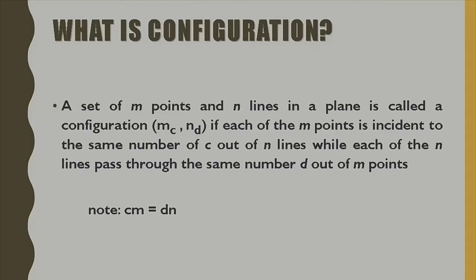So what is a configuration? A set of m points, where m is our vertex, and n lines, where n is our side, in a plane is called a configuration in the set containing (m sub c, n sub d) if each of the m points is incident to the same number c out of n lines, while each of the n lines passes through the same number d out of m points. Remember that c is the number of lines that pass through the vertex m, and d is the number of vertices or points that lie on line n. Note, c times m equals d times n.